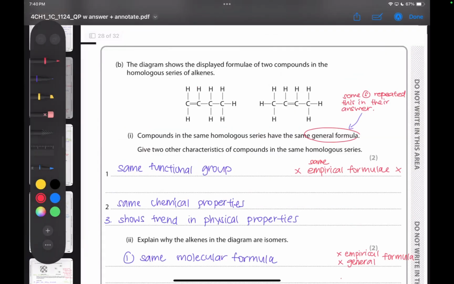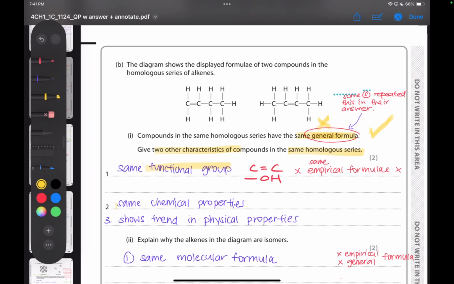Again, homologous series. The two characteristics of the same homologous series. They have given you the same general formula, so please don't repeat this. If it's in the same homologous series, they will have the same functional group. And what do we mean by functional group? It would be like if it's alkene, CC double bond. If it's alcohol, OH. These are the same functional group.